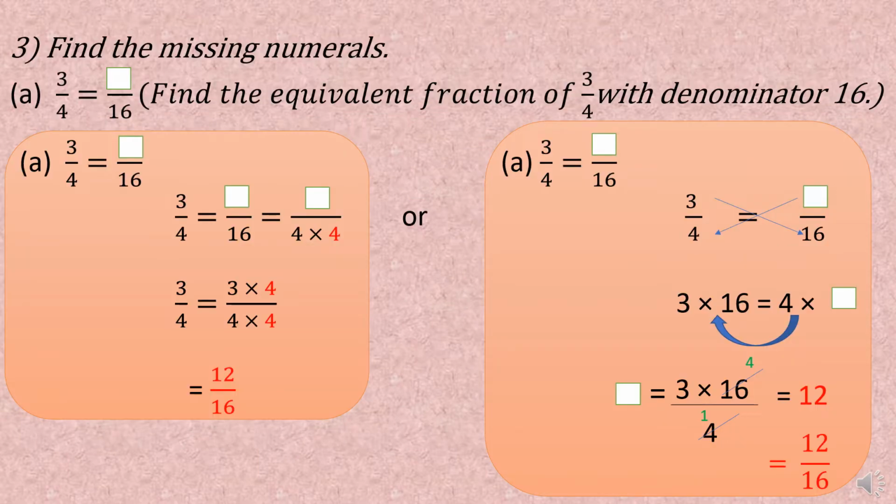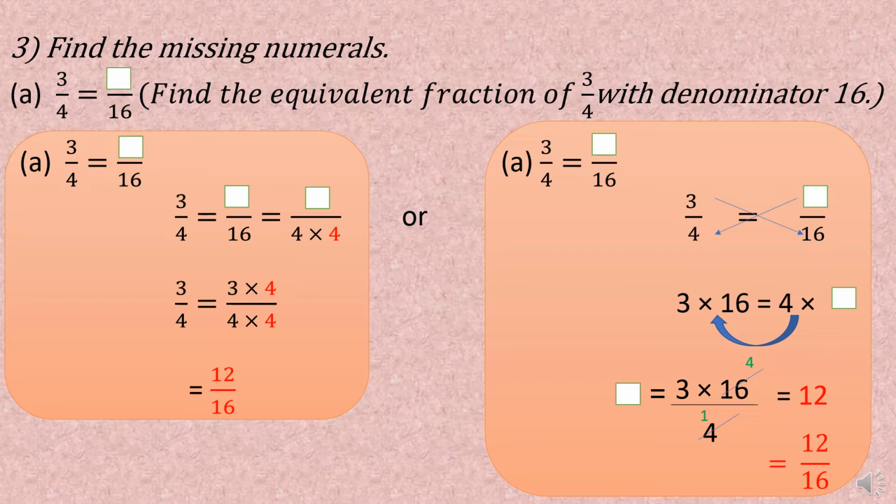Find the missing numerals. 3 by 4 is equal to dash by 16. We can read this question like this. Find the equivalent fraction of 3 by 4 with denominator 16. Here the numerator is missing. We know 4 is a factor of 16. So what is the other factor? 4 4s are 16. So we can multiply 3, the numerator, with the same factor 4. 3 4s are 12 by 4 4s are 16. So our final answer is 12 by 16.